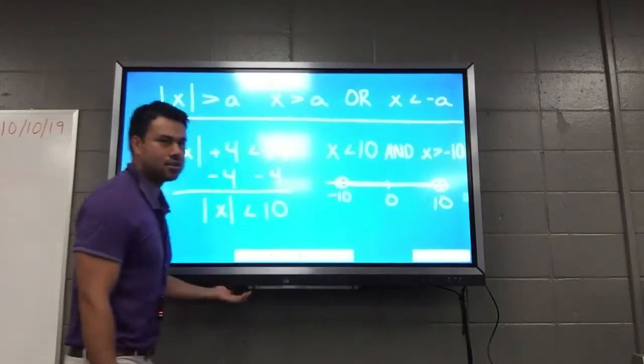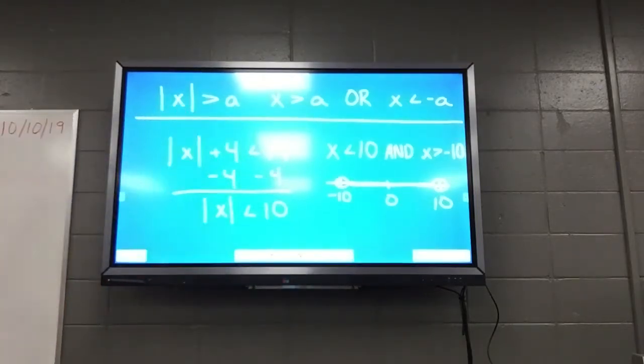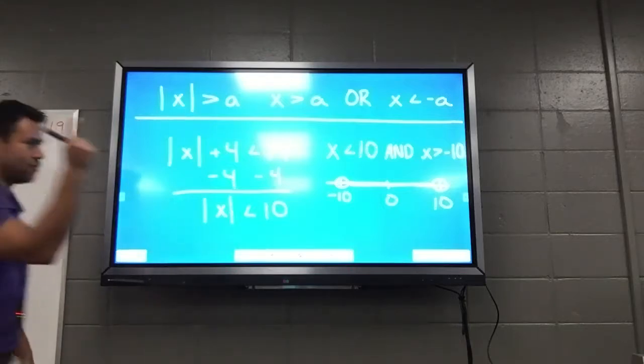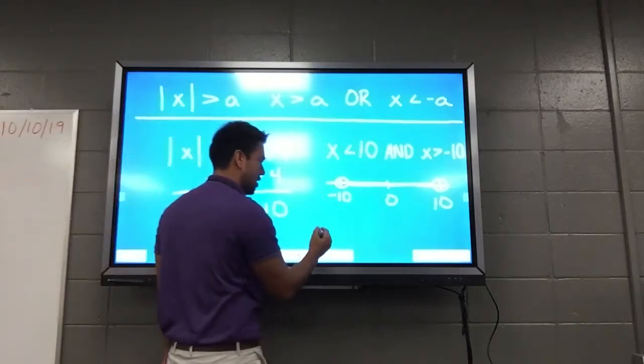Okay, but you thought we escaped set builder and interval notation? We didn't. I need interval notation for this graph right here. Interval notation.